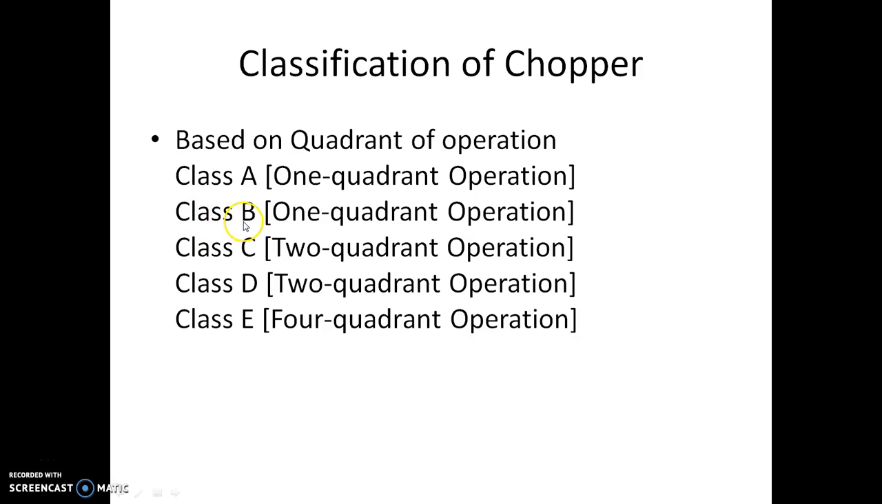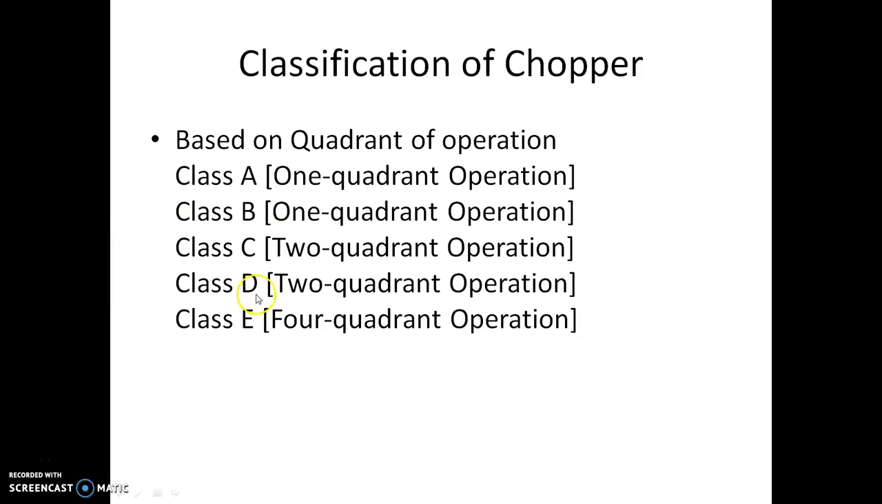In class B chopper, the output voltage is positive, whereas the output current becomes negative. That is, current flows from load to source. In this class B chopper, the load acts as a generator, and we get the output in the second quadrant. In class C chopper, it's a combination of A and B. We get first and second quadrant of operation.